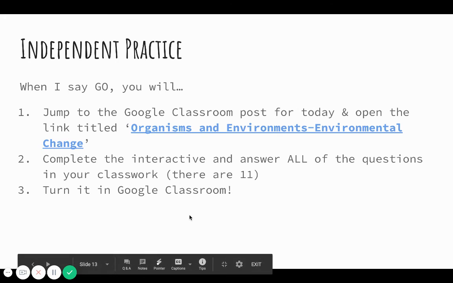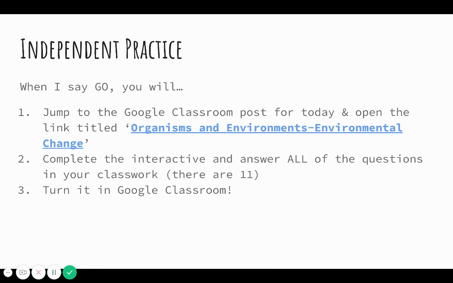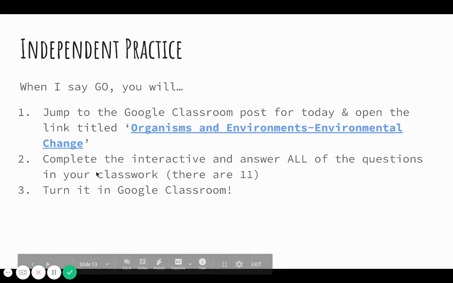All right, y'all, now that we are experts in types of adaptations and what factors can cause a species to adapt, we are going to jump into our independent practice. So when I say go, you will jump to the Google Classroom post for today and open the link titled Organisms and Environmental Change. You will complete the interactive and answer all of the questions in your classwork. There are 11. And then you will turn it in Google Classroom.